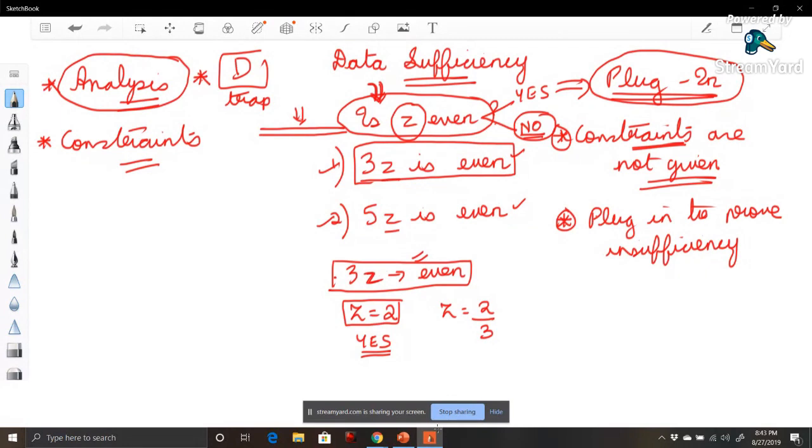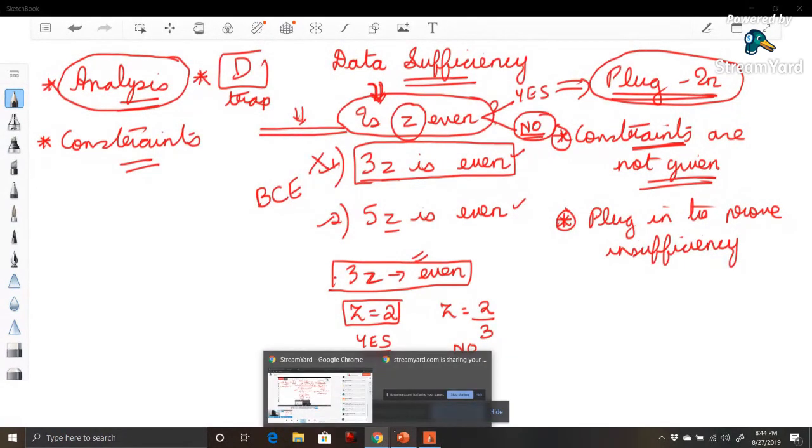So if I use z is equal to 2 by 3, 3 into 2 by 3 gives me an even number, but z here is not going to be even. So the first statement is clearly insufficient, and the three possible answer choices are B, C, and E. Okay with this, guys? So there's two big takeaways here.